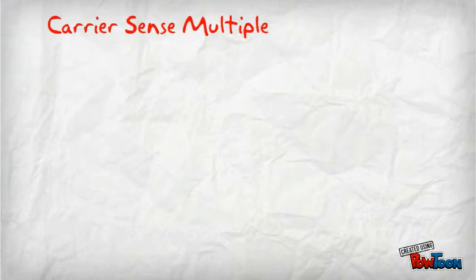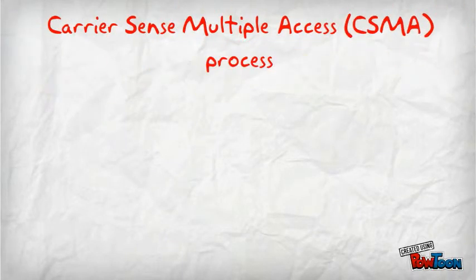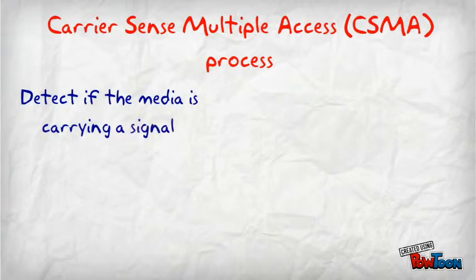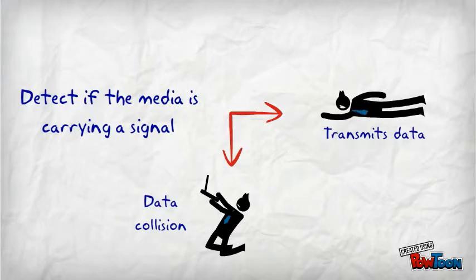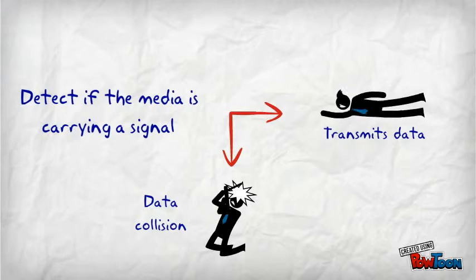The Carrier Sense Multiple Access (CSMA) process is used to first detect if the media is carrying a signal. Then, if no carrier signal is detected, the device transmits its data. If two devices transmit at the same time, it's called a data collision. There are two commonly used methods.